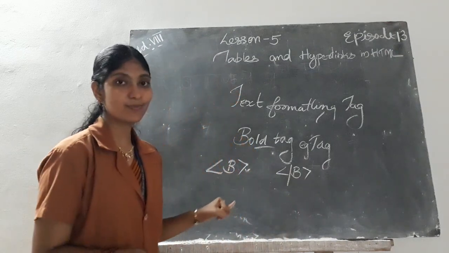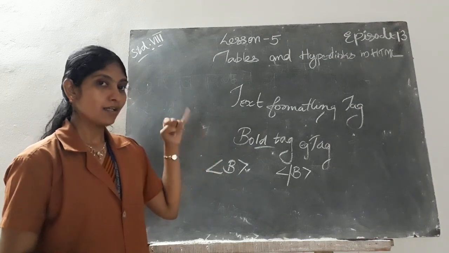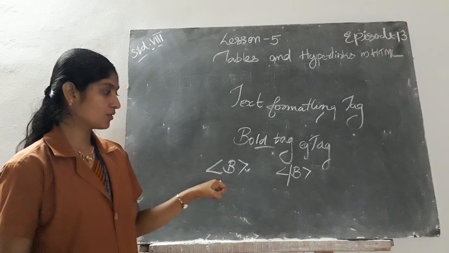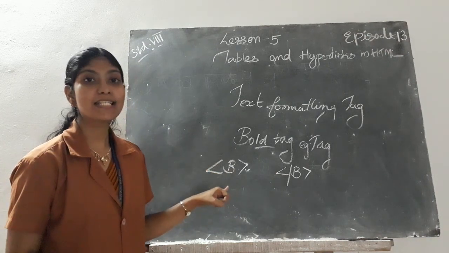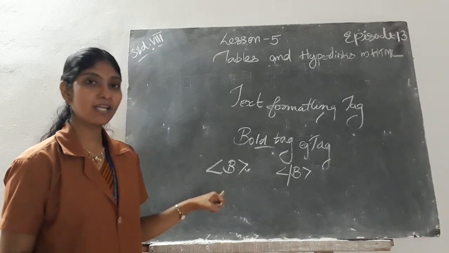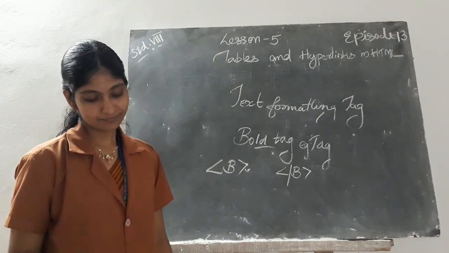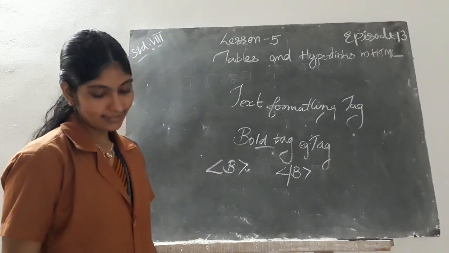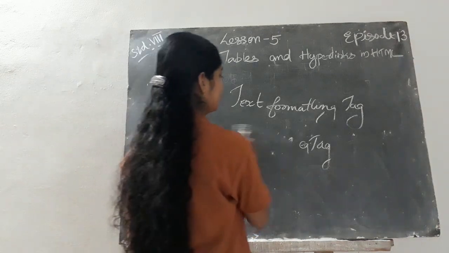B represents the bold tag. So you can make the text bold using which tag? Bold tag, which is represented by the letter B. This is the opening of the bold tag and the closing of the bold tag. And next, italic tags.